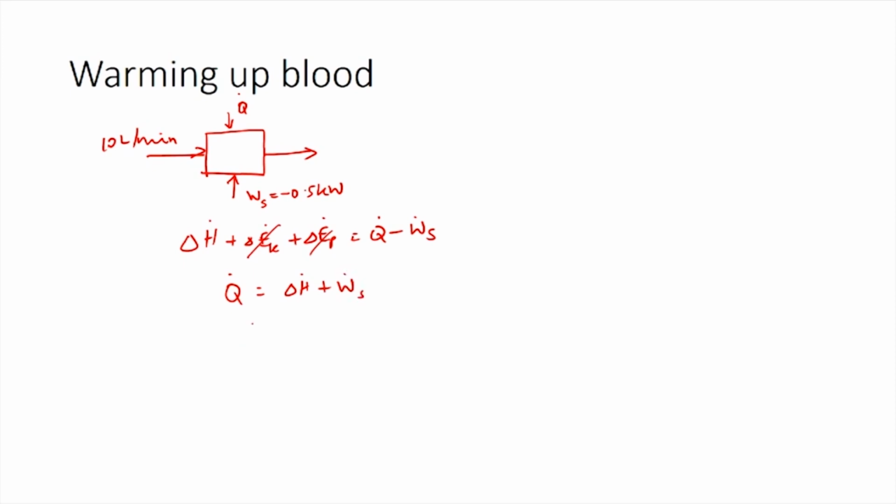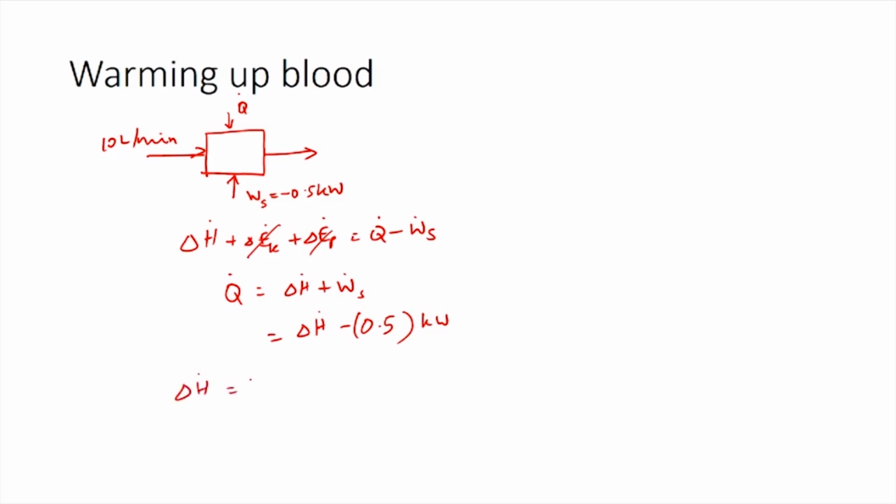So, now we need to calculate delta H dot. Ws dot is already given to us, so Ws dot can be entered as minus 0.5. So, the value for Q dot would be delta H dot minus 0.5 kilowatts. If we can calculate delta H dot in terms of kilowatts, we can substitute this value here and find the value for heat which needs to be supplied. So, what would be delta H dot?